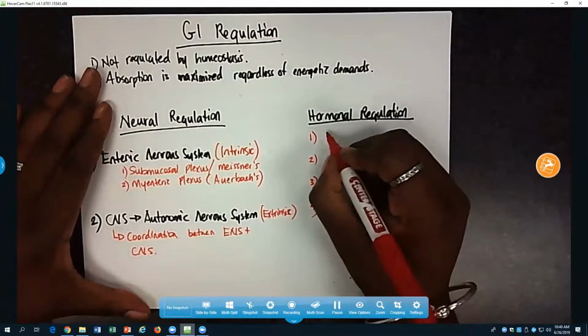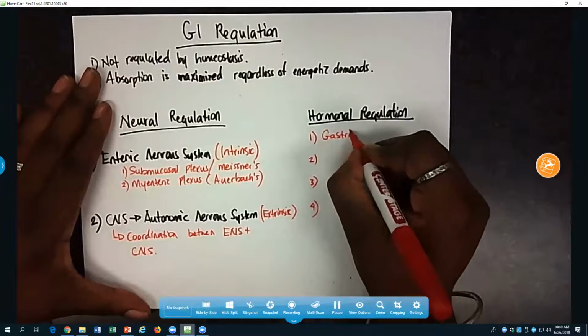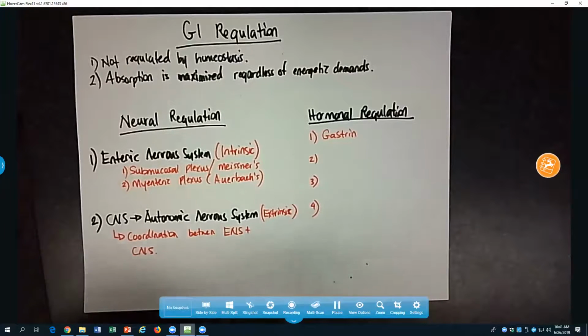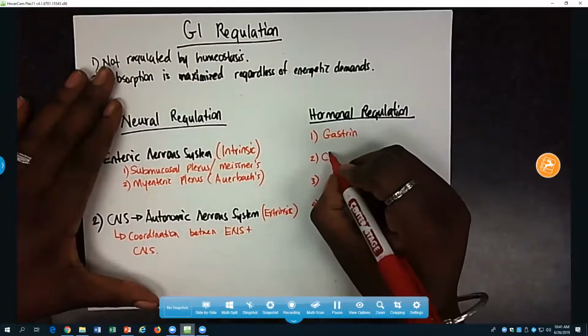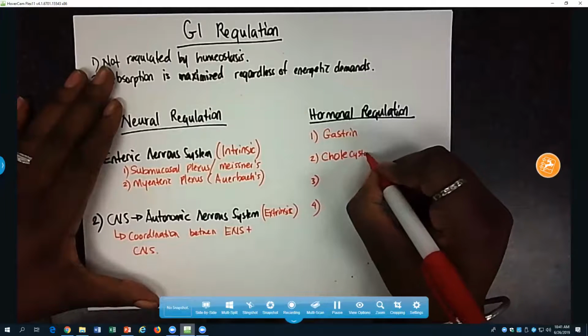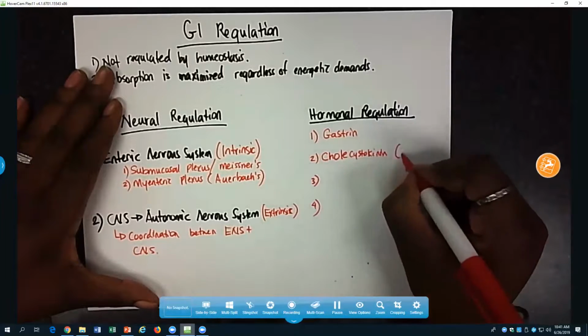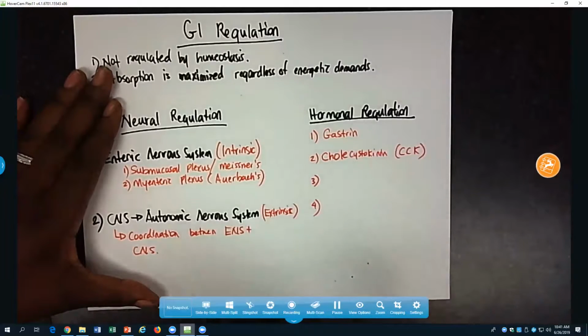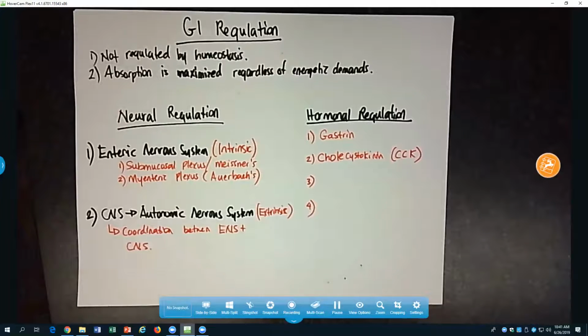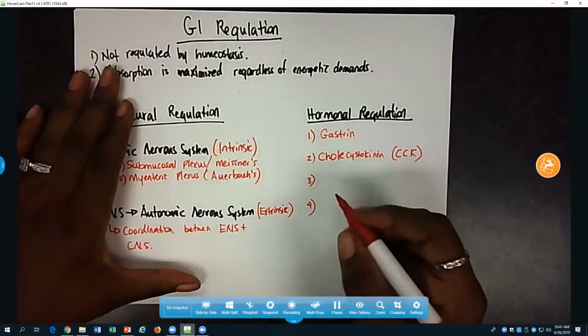The first one is gastrin, secreted by the stomach. It's going to have a series of effects in terms of releasing different substances. We'll talk about those. The second one is cholecystokinin, also called CCK. And we'll talk about the effect of cholecystokinin on the gallbladder and its effect on the release of bile. The third one is secretin.